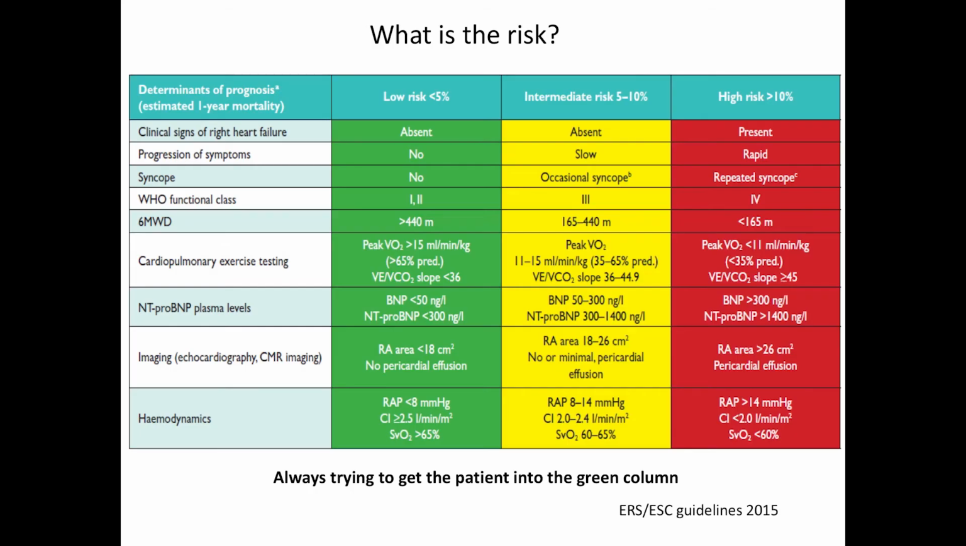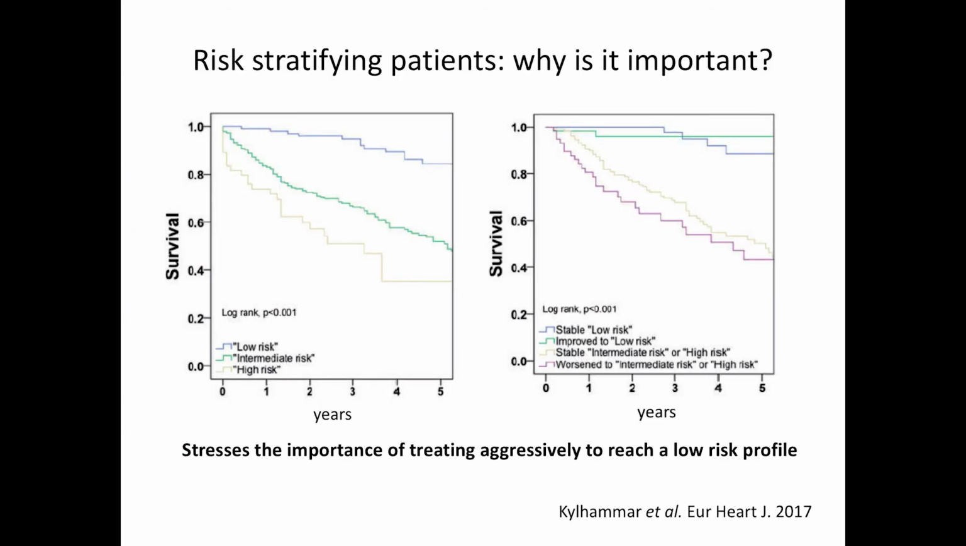This is the table, called the traffic light table. Green is good, essentially. For instance, no signs of heart failure, no progression of symptoms, no syncope, that sort of feeling faint or collapsing. A good walk test, for instance. And we're always trying to drive the patient to the left, to the green column. Some recent studies have shown that this is really important.